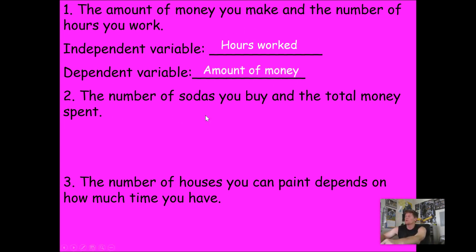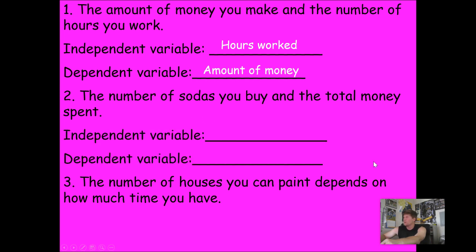Number 2, the number of sodas you buy and the total money spent. In this problem, we're talking about sodas and the money. We have to find that number of sodas, and then that adds up to the total money that we spend. I'm not going to pay like $20 for one soda if I'm only buying one soda. I'm going to get all those sodas together, then buy it. That happens first, money happens second.